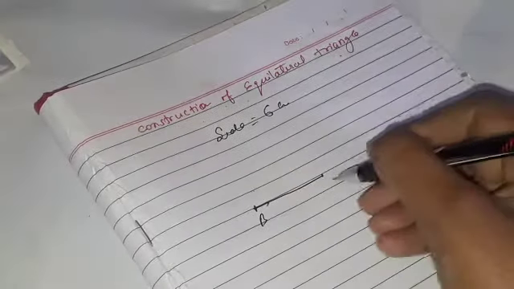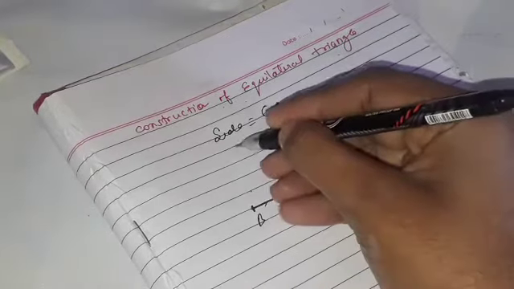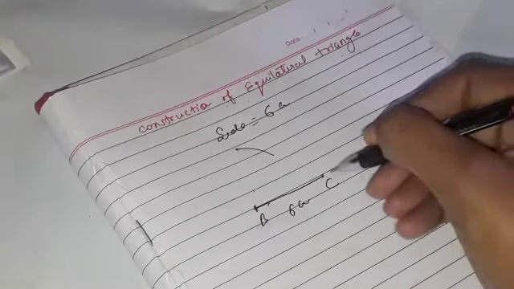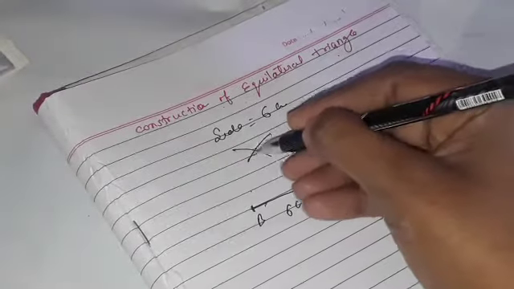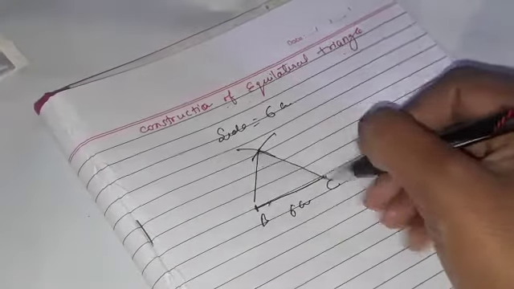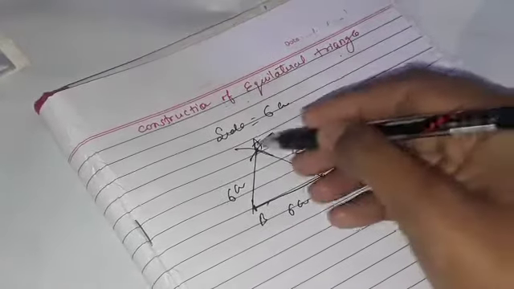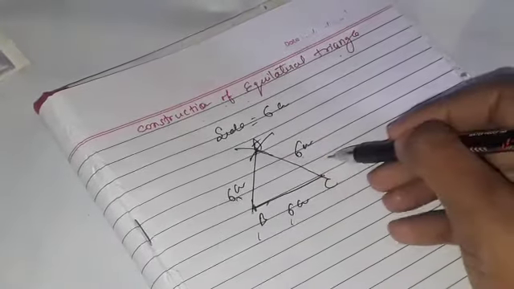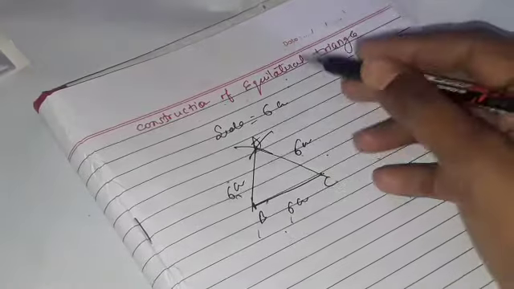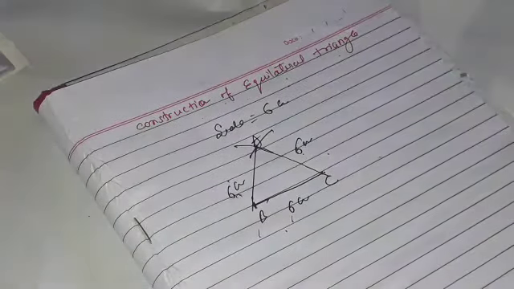Suppose this is BC 6 centimeter. So from here you make an arc of 6 centimeter. Also from here you make an arc of 6 centimeter and match these 2 points. So 6 centimeter, 6 centimeter, this is point A. So this is ABC and all the sides are same. So this is how you construct your equilateral triangle.